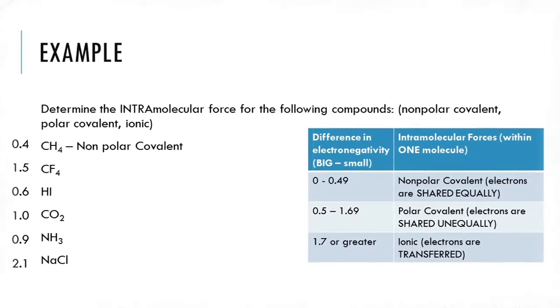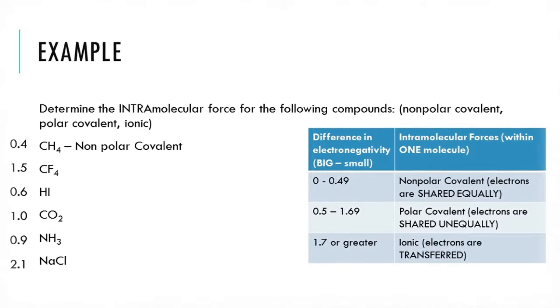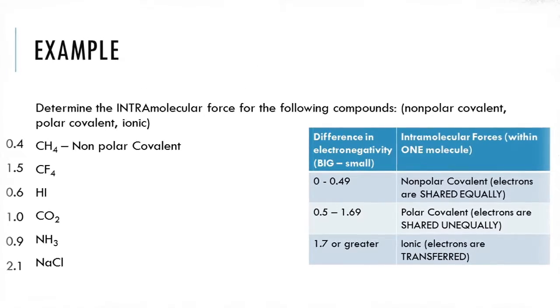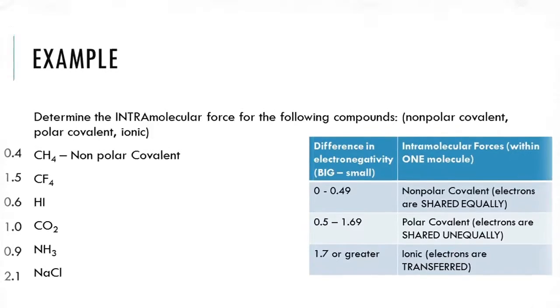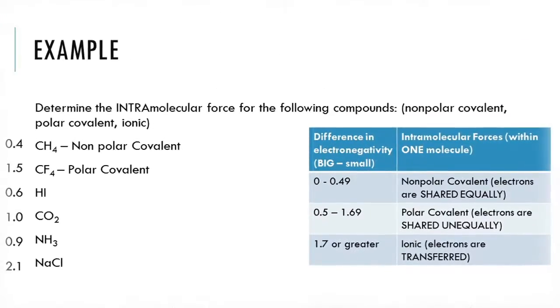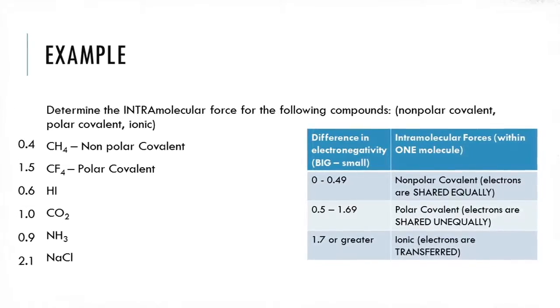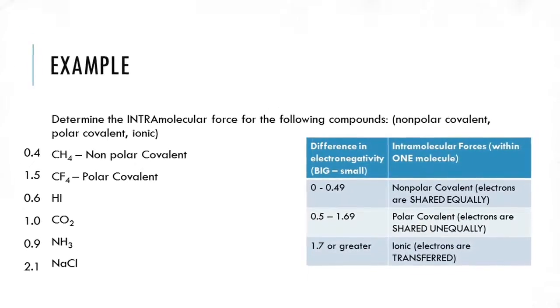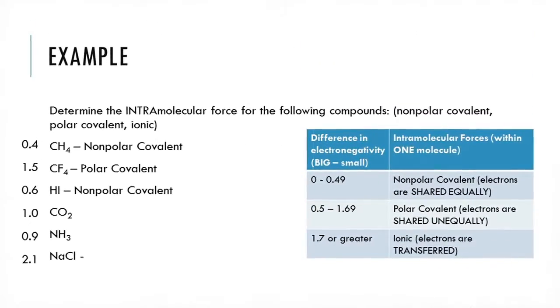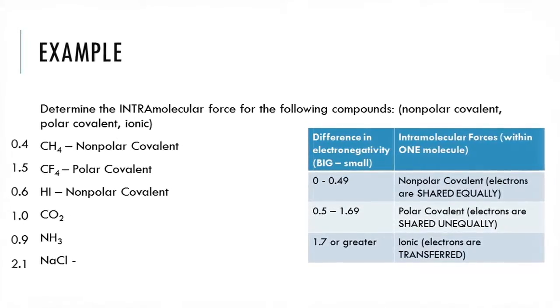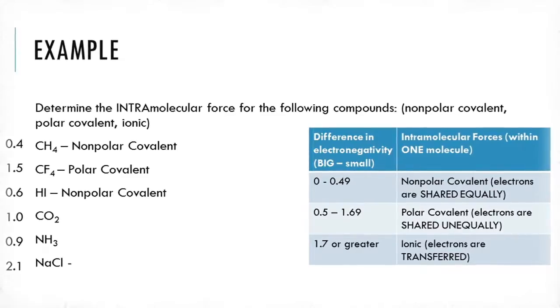So CH4, methane, has a nonpolar covalent bond because the difference of its electronegativities was 0.4. CF4 had a difference of 1.5, therefore it's a polar covalent molecule. HI had a difference of 0.6, so that should be a polar covalent molecule. I don't know why it says something different.